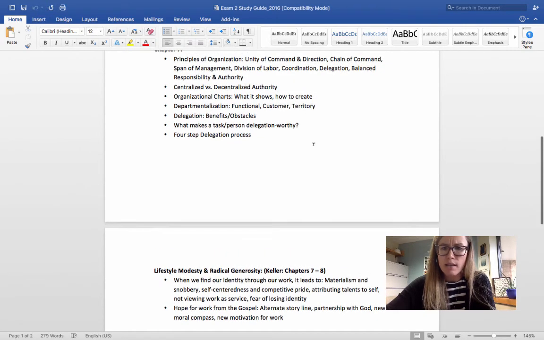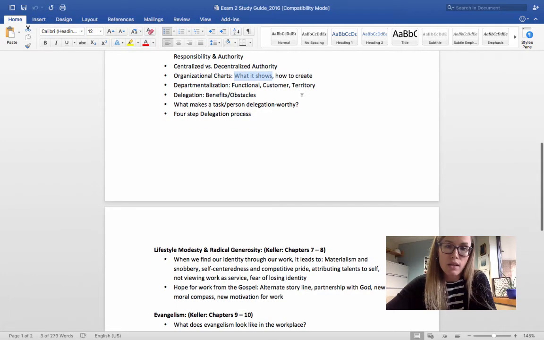Organizational charts, yes. Knowing what it shows: the formal structure of an organization, and what the vertical lines and the horizontal lines show. So the vertical lines show that chain of command. Those horizontal lines show relationships between different areas of the organization. I'm not going to ask you to create one, so that's not necessarily on there.